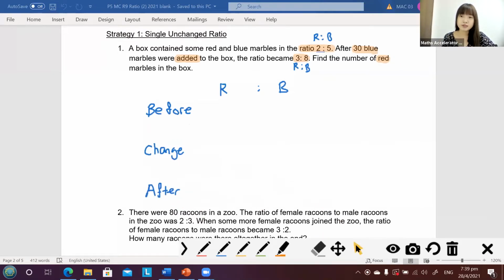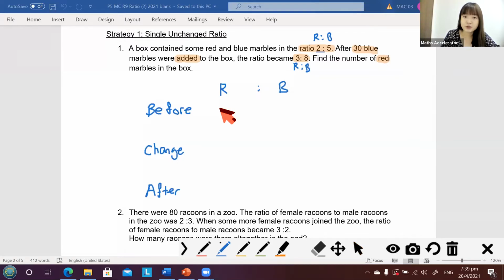Okay, so how do you recognize this type of question, BCA question? Usually they'll give you a starting ratio at first, and then in between something happens. Maybe they remove a certain item, maybe they add in a certain item. That's the change. And at the end they'll give you another ratio. That's going to be the after ratio. So that's when you can fill it in to your BCA.